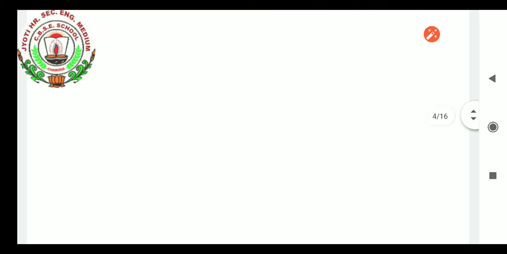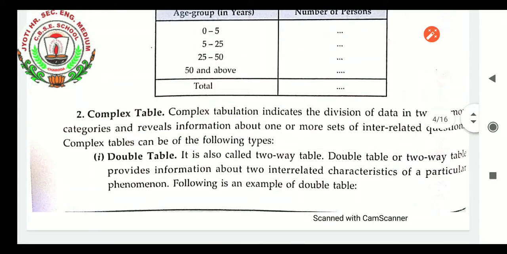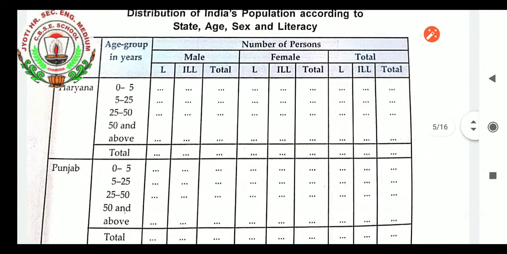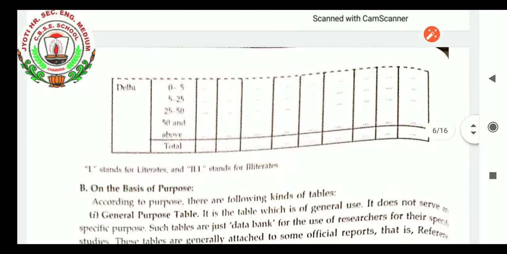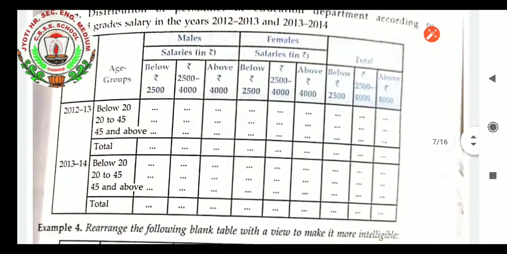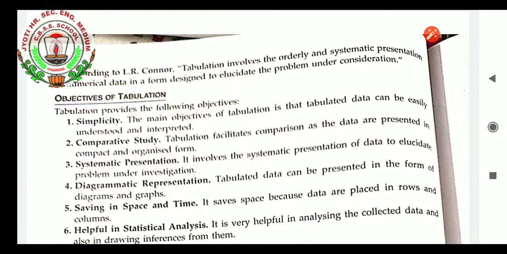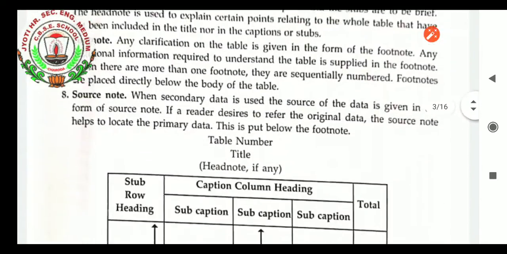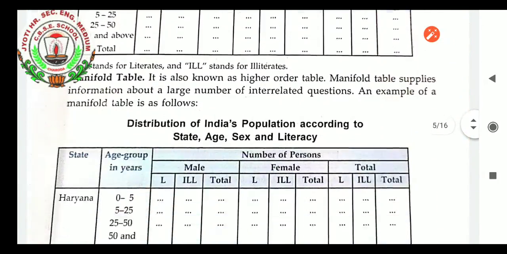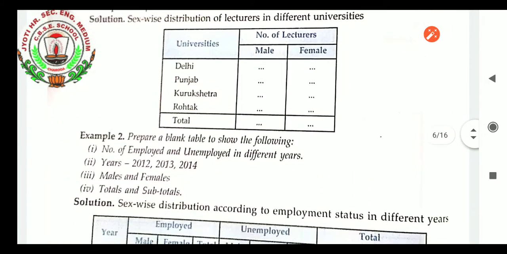Now, various examples related to tables you will get in your book. On that basis you can make one or two tables in your copy so that you can understand more easily about the tables. So on the basis of folds and on the basis of purpose we have divided the tables. In this chapter this much only was there. Now I will proceed with the 6th chapter, that is, diagrammatic presentation of data.